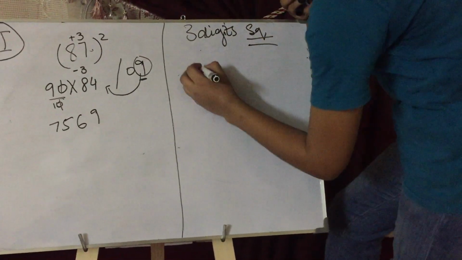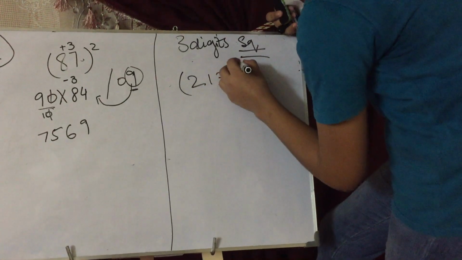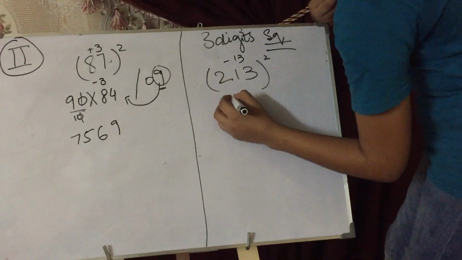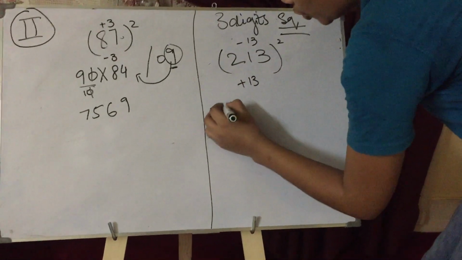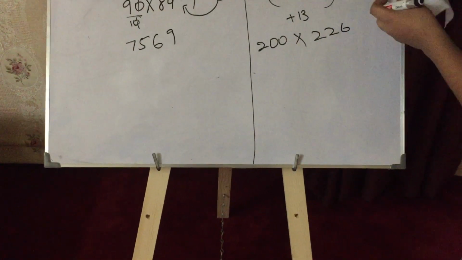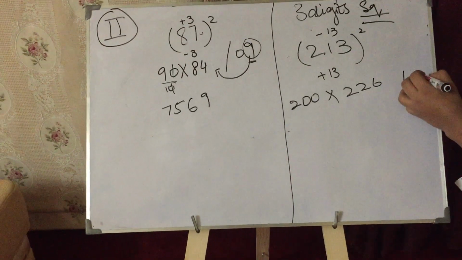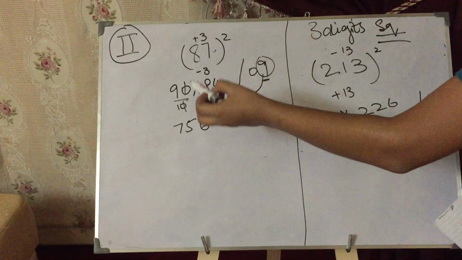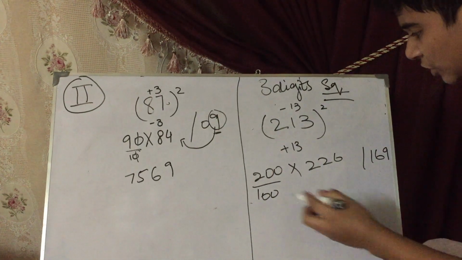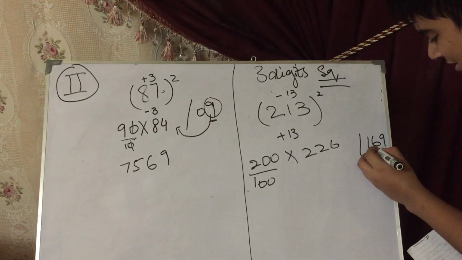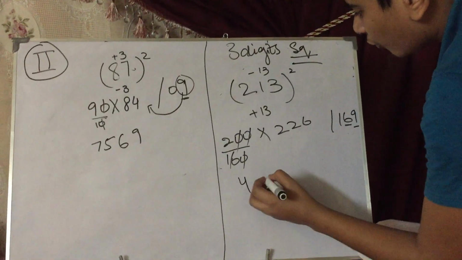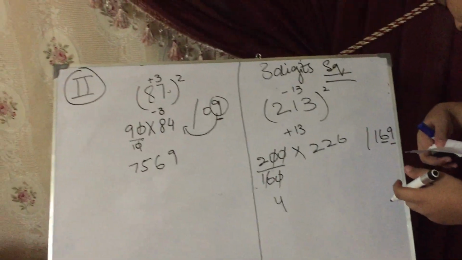Okay, let's take the first example as 213. To make it 0, what will we do? We will do minus 13 and plus 13. The answer came 200 multiplied by 226. And what's the square of 13? 169. So what did I tell you? We will divide by 100, since there are 2 zeros. And these 2 zeros would shift with these 2 digits, 6 and 9. The number came like this. Now what did the answer come? 452.